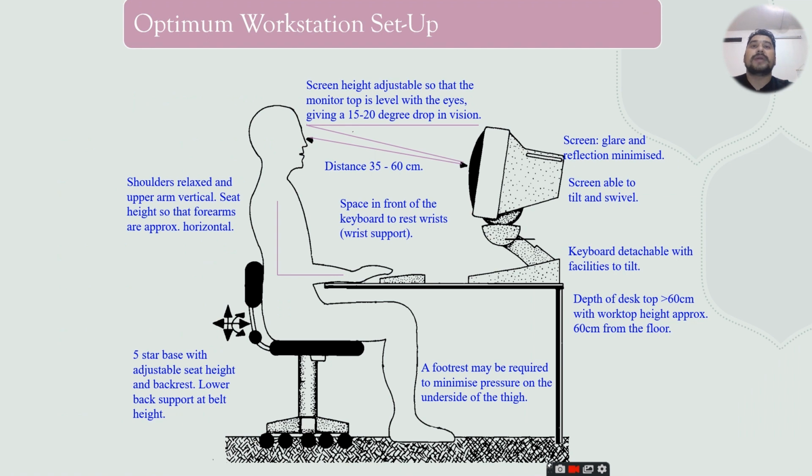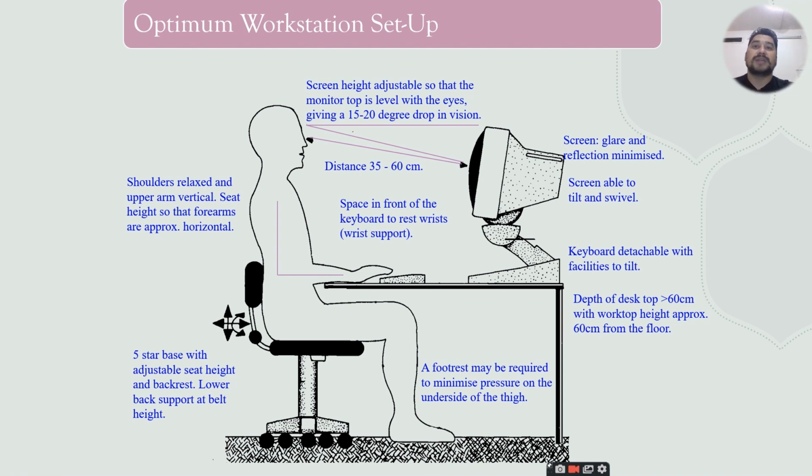Optimum workstation setup. Whenever you are setting up the workstation, you need to check these things. Screen height adjustable so that the monitor top is level with the eyes, giving a 15 to 20-degree drop in vision. So you need to check the person's height and the height of the screen. Distance from the person's eyes should be 35 to 60 centimeters. It should not be too close. So these are the things you need to check.